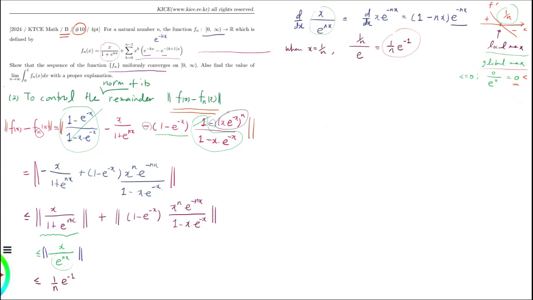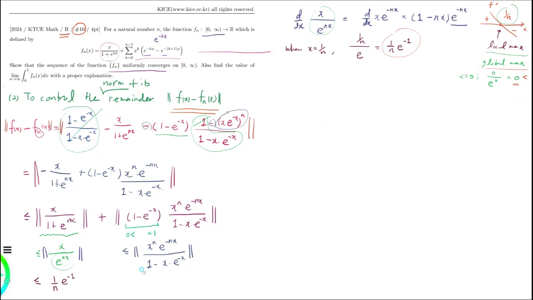So this is a global maximum on its domain. Okay, let's go to the second term. Since this part is between 0 and 1, this norm is less than or equal to the norm of x to the n power e to the minus nx power over 1 minus x times e to the minus x power here.